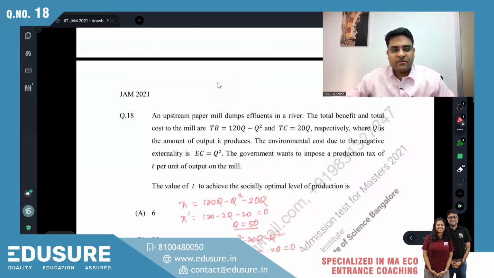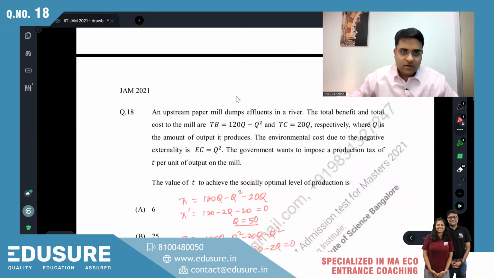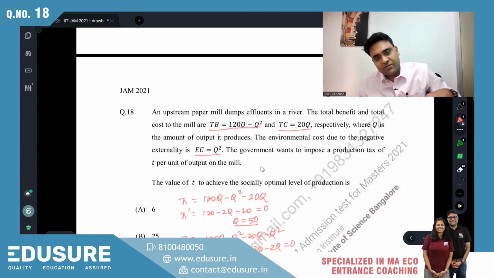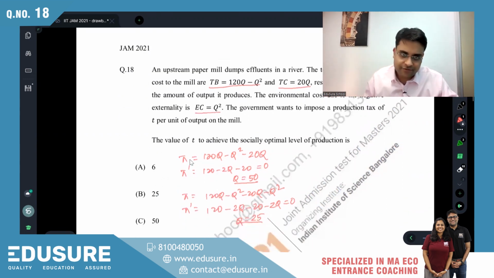IIT JAM 2021 question number 18. An upstream paper mill dumps effluents in a river. The total benefit and the total cost are as follows. This is the total benefit and the total cost to the mill. Okay, obviously the mill will only consider its own cost and not the environmental cost when it will profit maximize. So I can write down the profit of this mill as 120Q minus Q square minus only the total cost. So that gives me a quantity of 50.